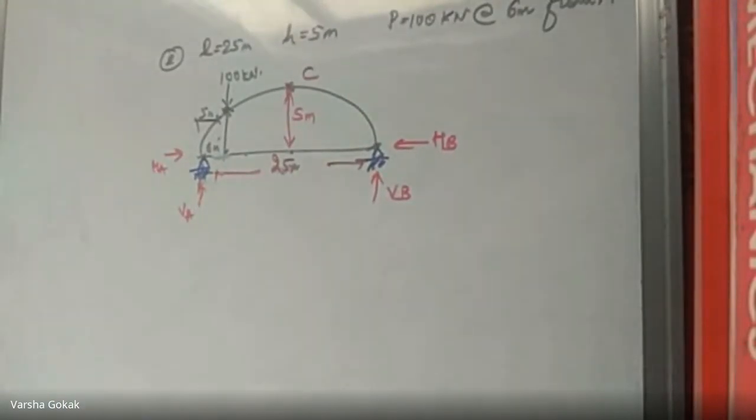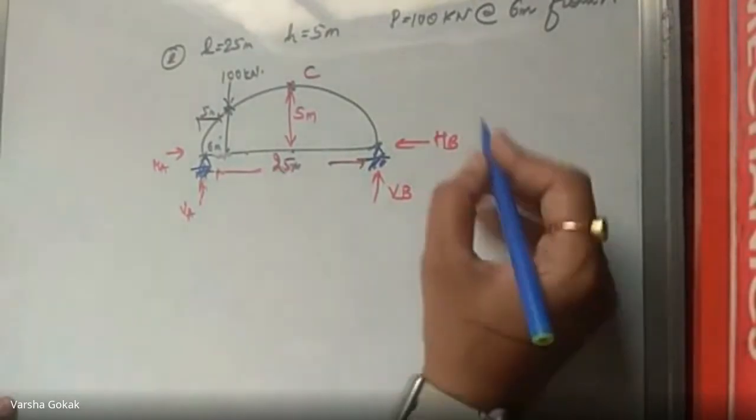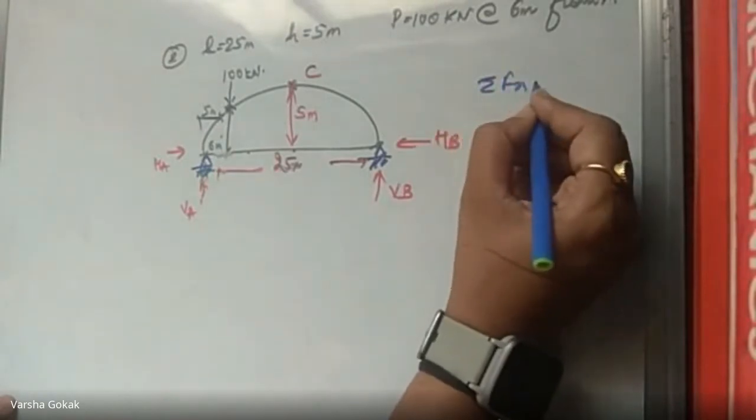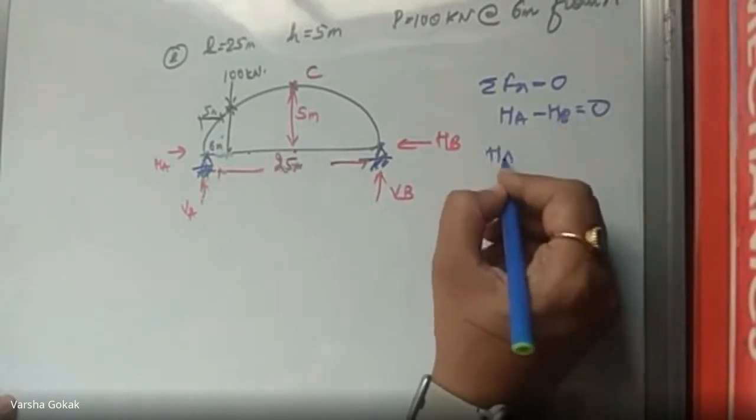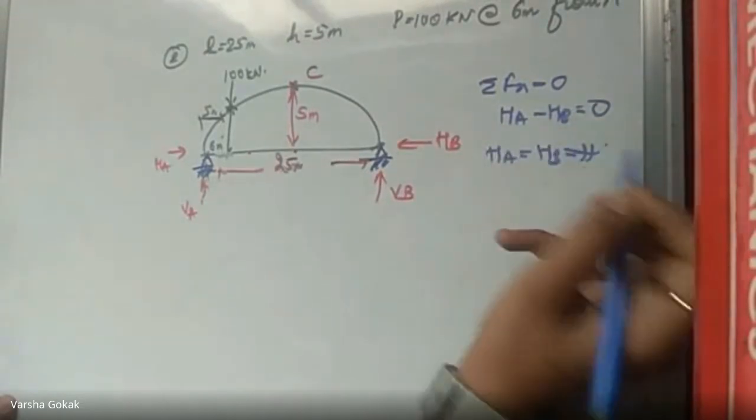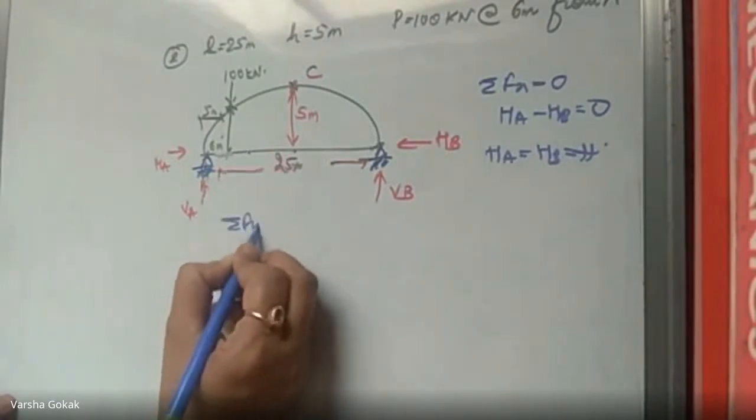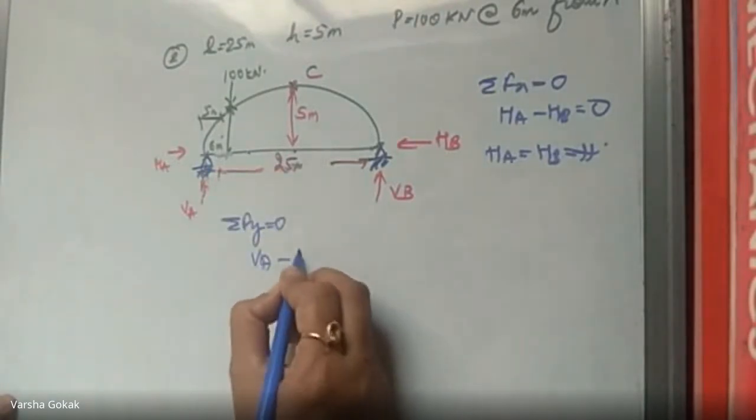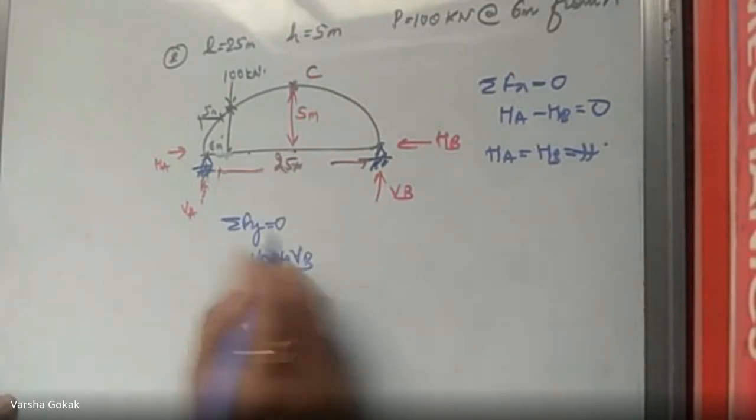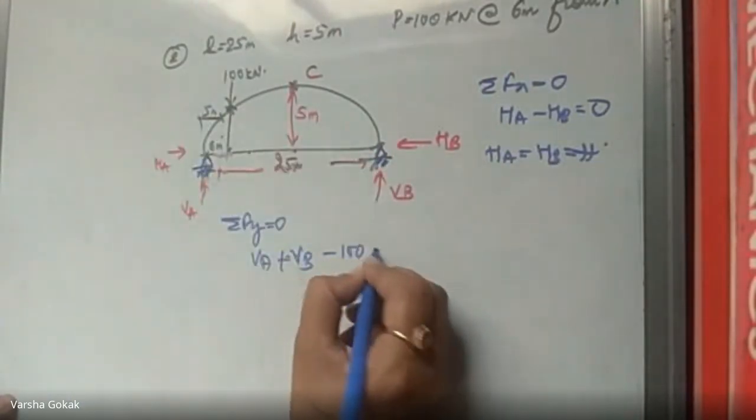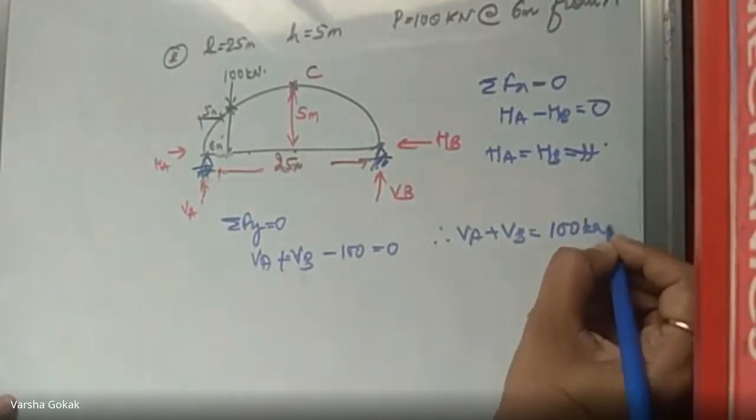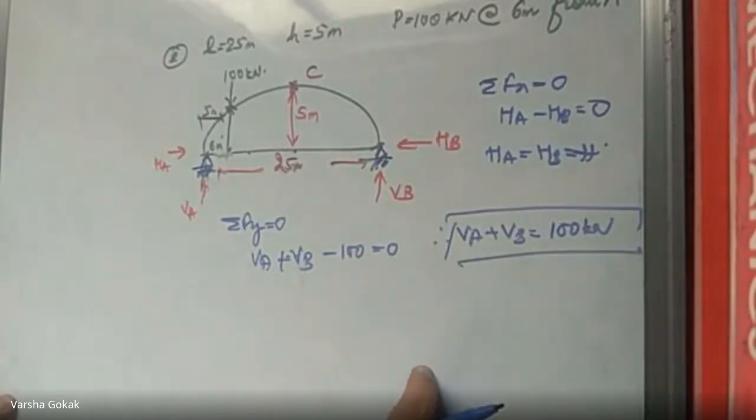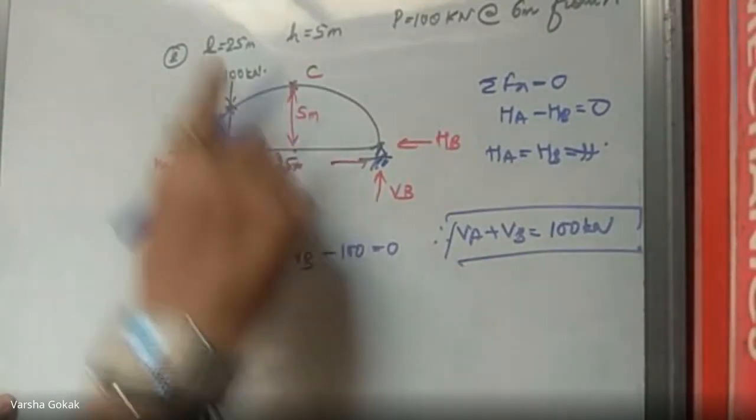With this, first we have to find the reactions, right? All your VA, VB, HA, HB. HA and HB are same. So I'll start with summation Fx equal to 0. So you'll have HA minus HB equal to 0, or you can write HA equal to HB equal to H, right? Then I will take summation Fy equal to 0. I have VA plus VB minus 100 equal to 0. Therefore, VA plus VB will be equal to 100 kilonewtons.